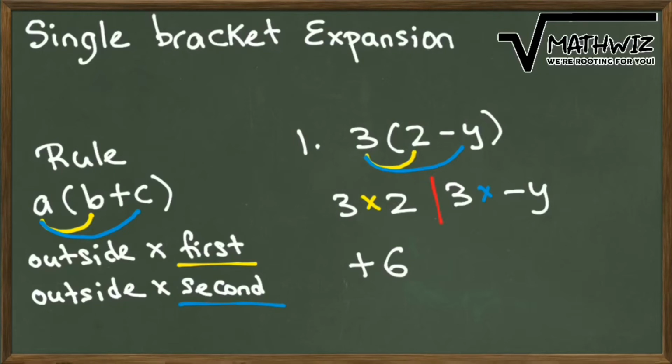Similarly, for the 3 times minus y, we are going to have positive 3 times negative y. A positive times a negative is a negative, and 3 times y is 3y. So now all of those extra steps in terms of when I was writing positive times positive or positive times negative, as we get more confident, we don't want to write all those steps. That's just for understanding, right?